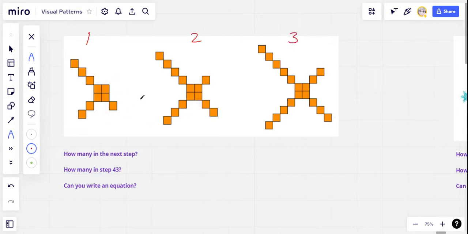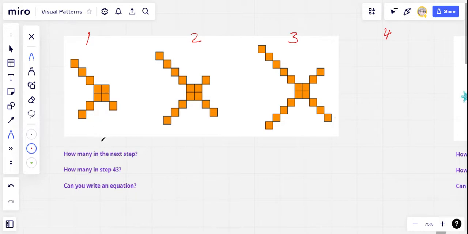And to figure out what's going on, how is this pattern changing from step to step so that you can predict how many orange squares are in step four? And if you can do that, can you predict how many in step 43? That's a little bit harder. And how about writing an equation that could be used to predict any step at all? So if you'd like to accept that challenge, pause the video and give it a try.